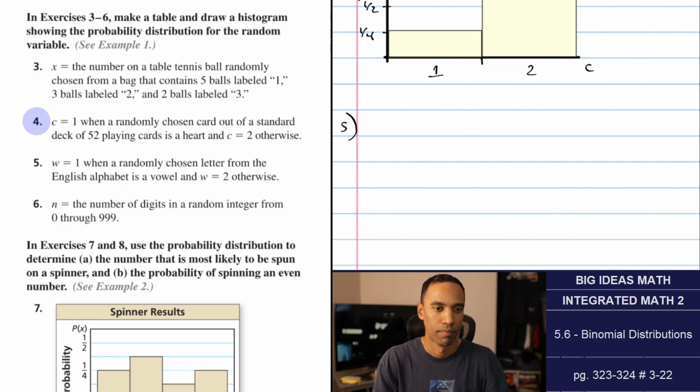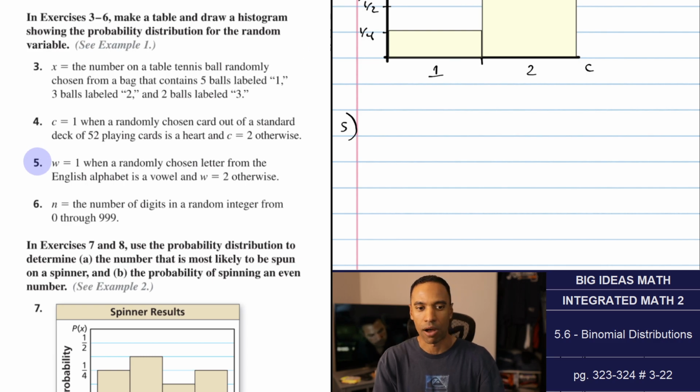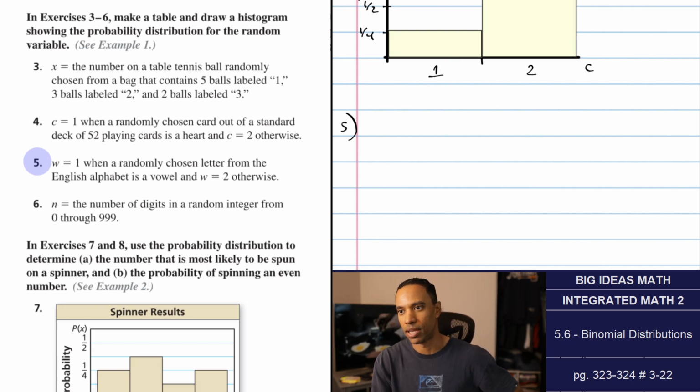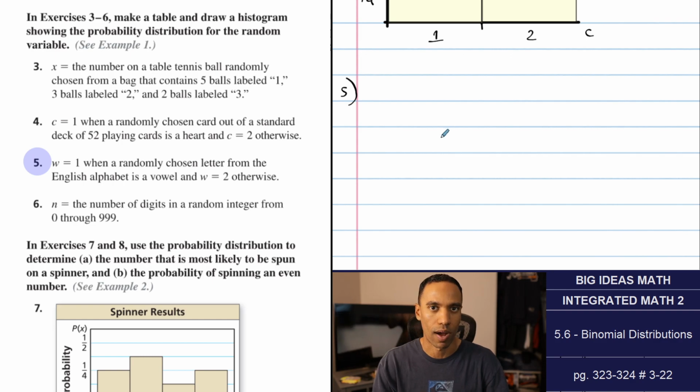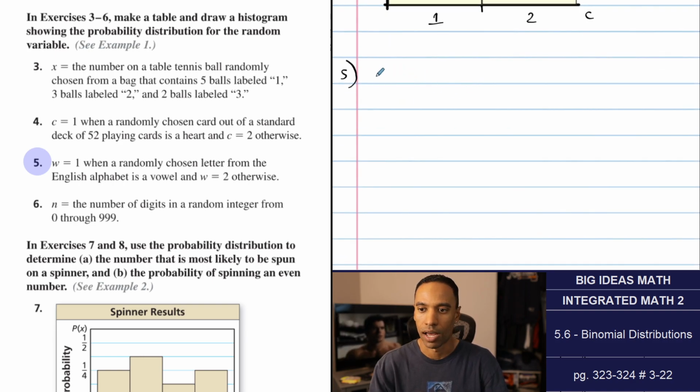Number 5. W equals 1 when a randomly chosen letter from the English alphabet is a vowel, and W equals 2 otherwise. I believe we're assuming in this case Y is a consonant, not a vowel. So there are 26 letters in the alphabet. In this case, we're going to do W and probability of W.